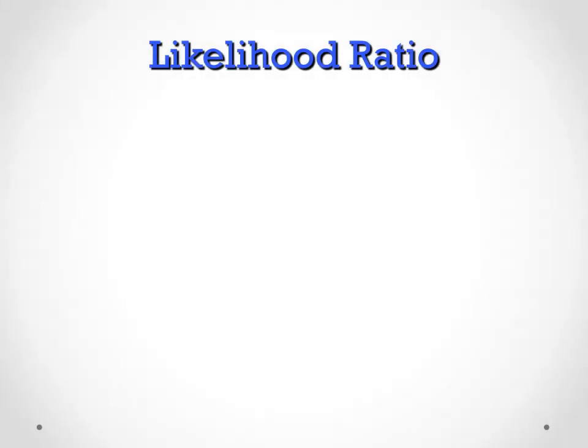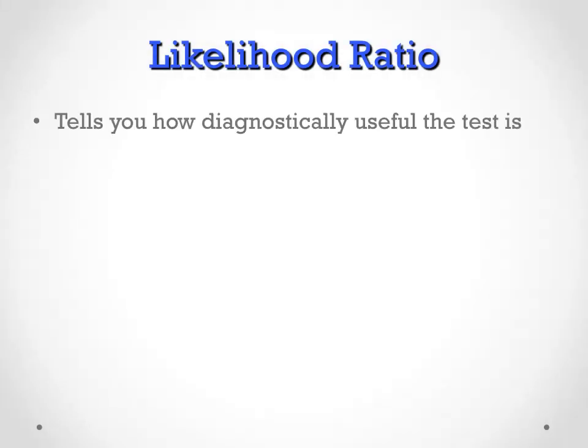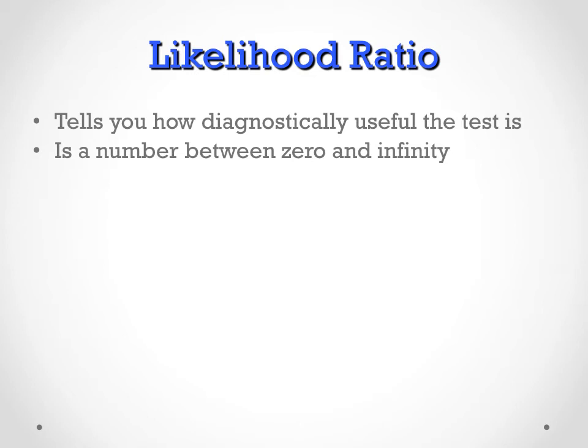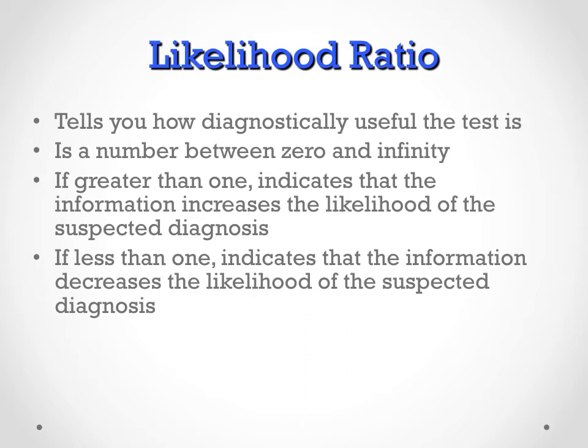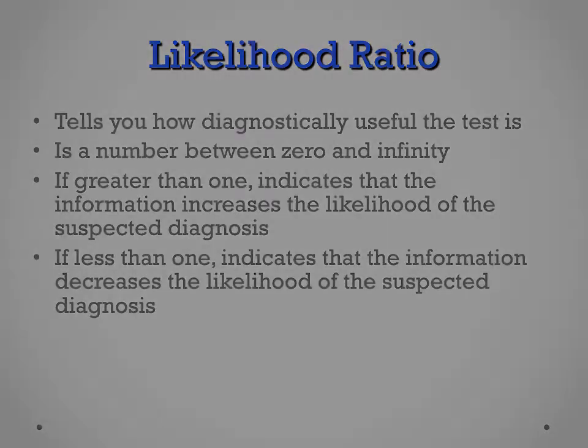Moving on to likelihood ratios. Basically, this is how likely it is that we would find a positive test in someone with the disease or a negative test in someone without. It really tells you how diagnostically useful the test is. It's a number between 0 and infinity, and if it's greater than 1, it indicates that the information increases the likelihood of the diagnosis in question, and if it's less than 1, it indicates that the likelihood of the suspected diagnosis is lessened after the test.